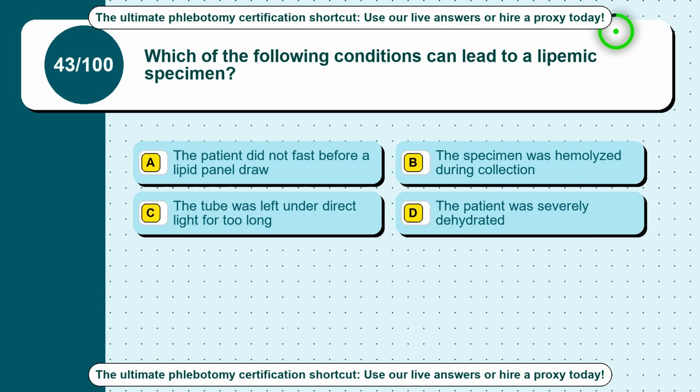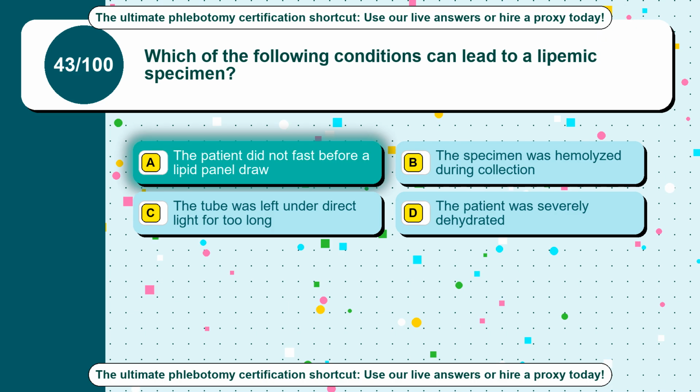Question 43. Which of the following conditions can lead to a lipemic specimen? Option A, the patient did not fast before a lipid panel draw. Option B, the specimen was hemolyzed during collection. Option C, the tube was left under direct light for too long. Option D, the patient was severely dehydrated.